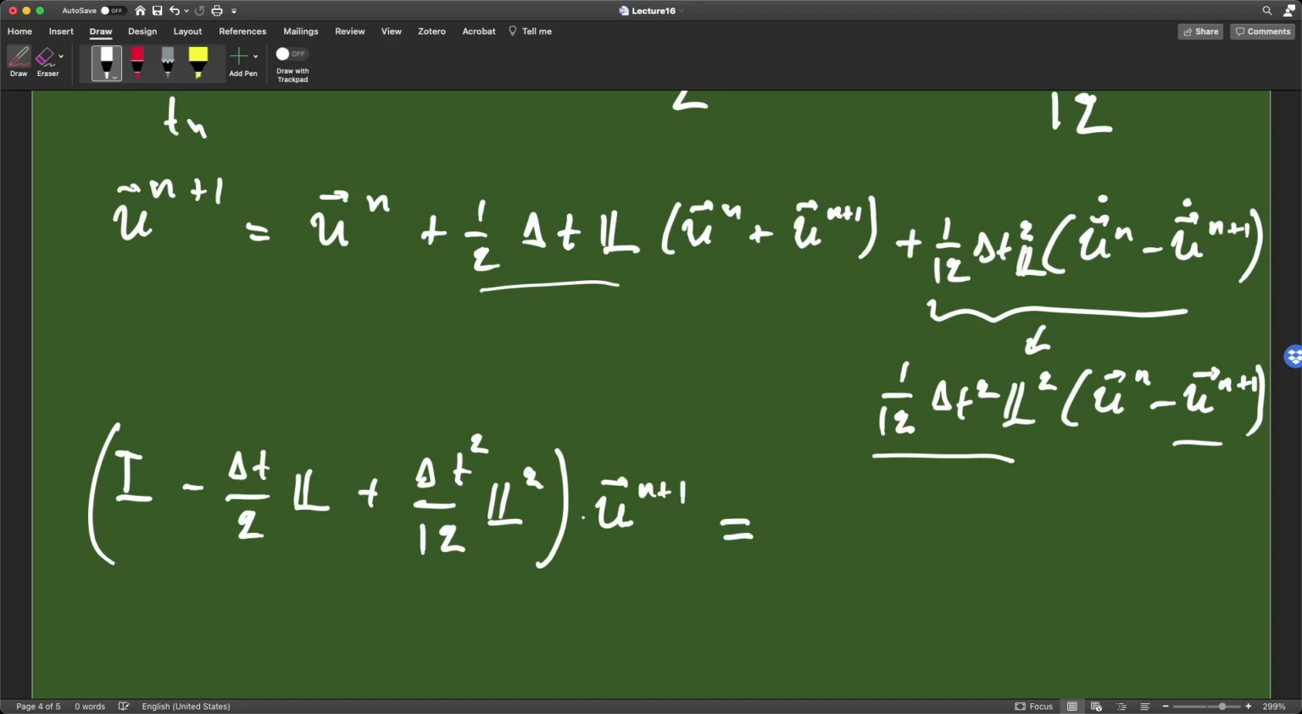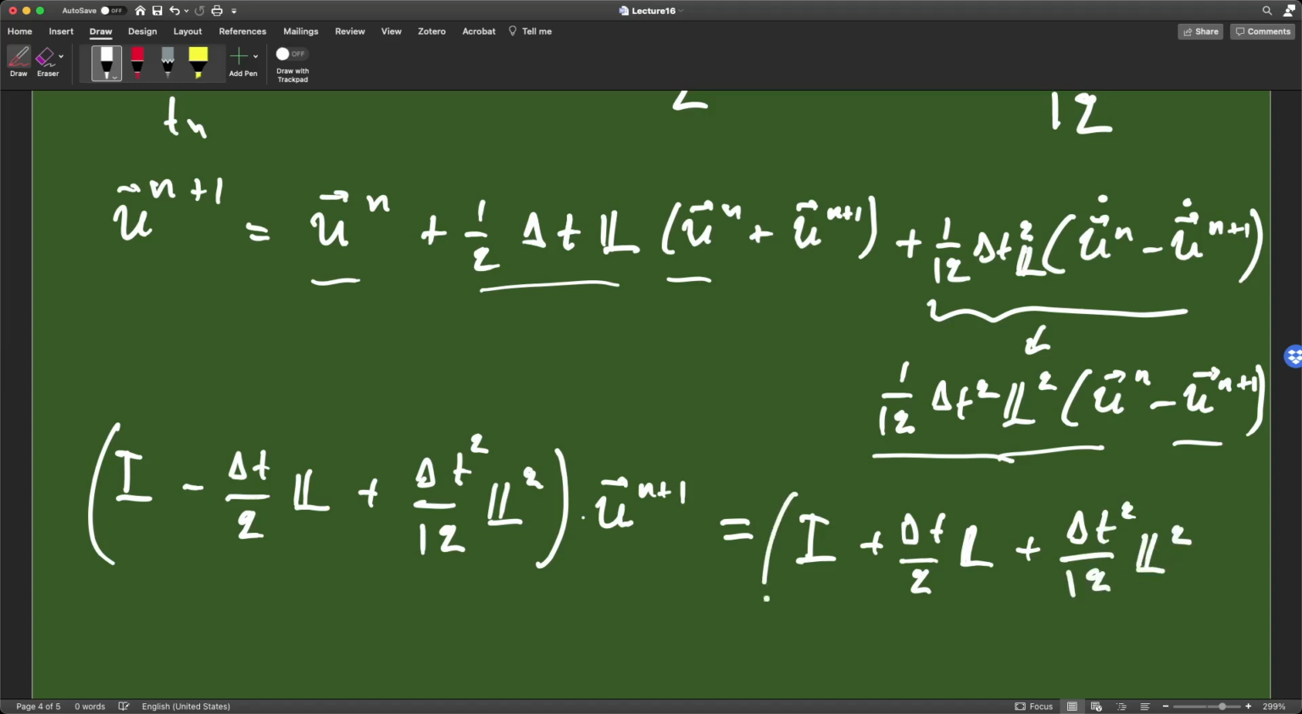And then on the right-hand side, we will have this term u n. So that's going to be the unit matrix. And then this term, so plus delta T over 2 times L. And then finally this term right here, so plus delta T squared over 12 L squared, and that will be dotted onto u n.